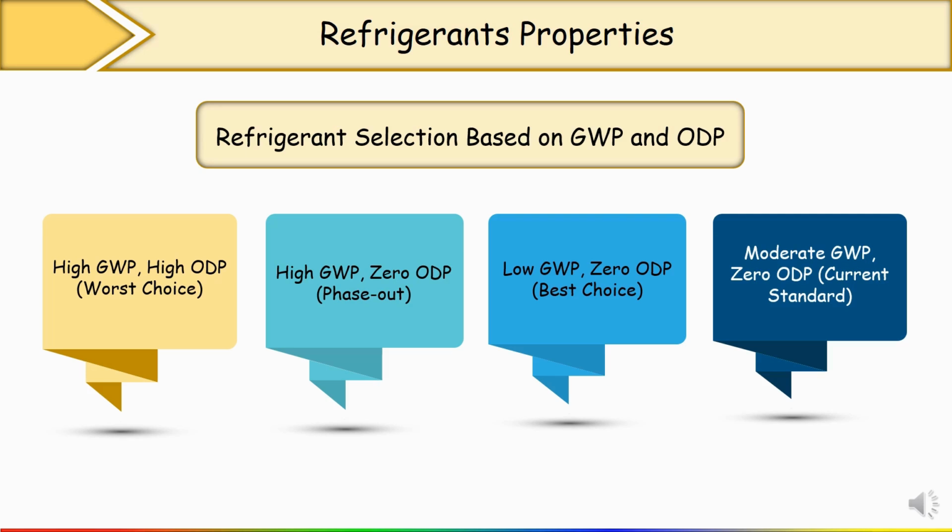So here the best choice is a refrigerant with a low GWP and zero ODP. That is the best refrigerant, and you can prefer that type. As I gave you in the example, natural refrigerants come under this category.